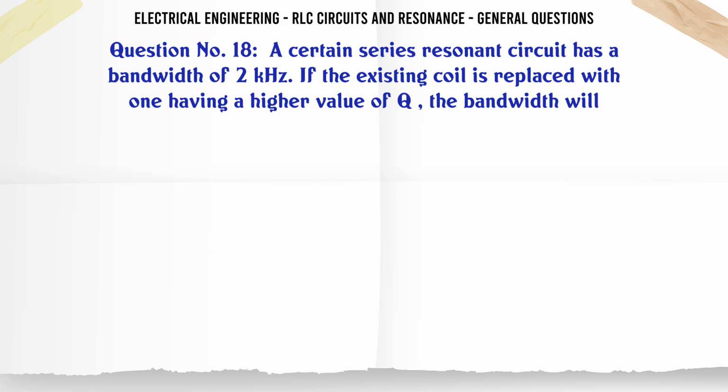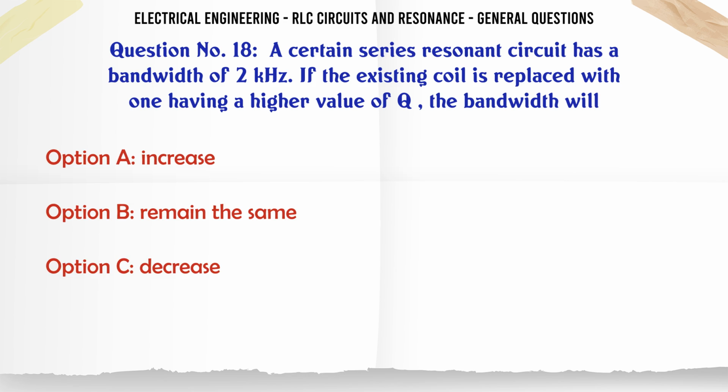A certain series resonant circuit has a bandwidth of 2 kHz. If the existing coil is replaced with one having a higher value of Q, the bandwidth will: A, increase; B, remain the same; C, decrease; D, be less selective.